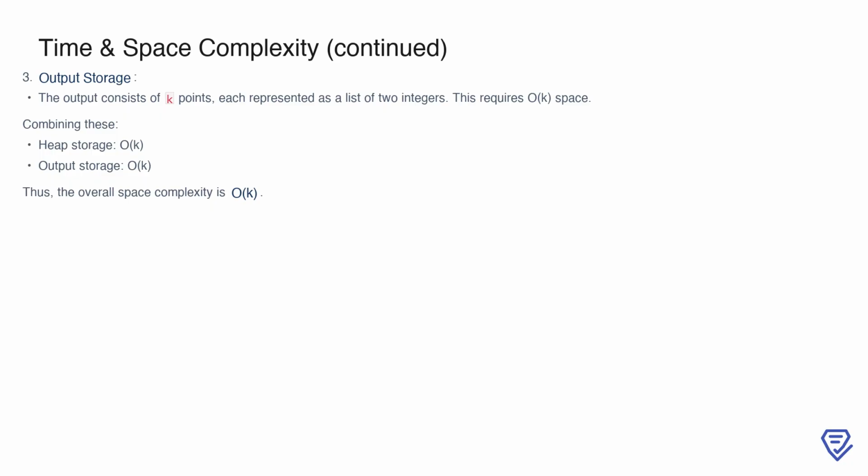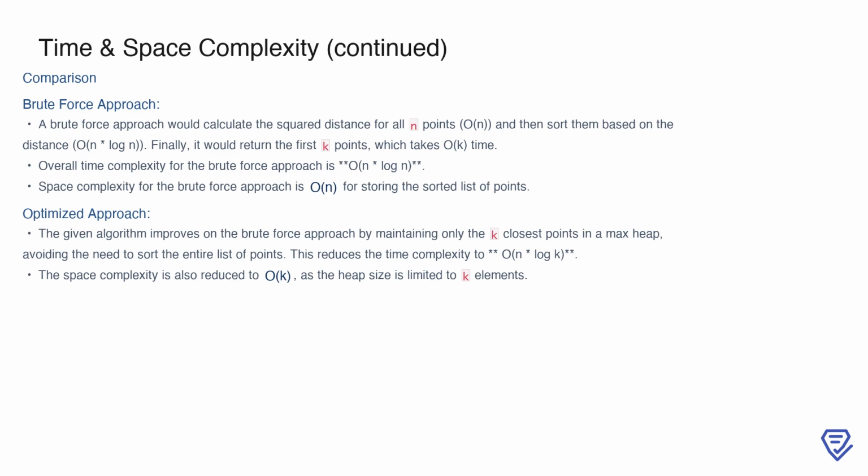To put this into perspective, let's compare this optimized approach to a brute force method. In the brute force approach, we would calculate the squared distances for all n points, which takes O(n) time, and then sort the points by distance, which adds O(n * log n). Extracting the first k points from the sorted list would take O(k) time, making the total time complexity O(n * log n). The space complexity in the brute force method is O(n), as we need to store the entire sorted list of points.